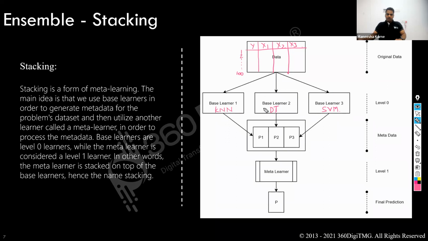Then you have another model. You built the model on this. Then again, take this and test it on this data set, and you get again 100 predicted values. Then you have the SVM model that you built. Again, test it on this data, and then you get predicted values for 100. Take those predicted values. So now you have 3 columns, and add this output variable column from this data set. Now this data set is called metadata, data of data.